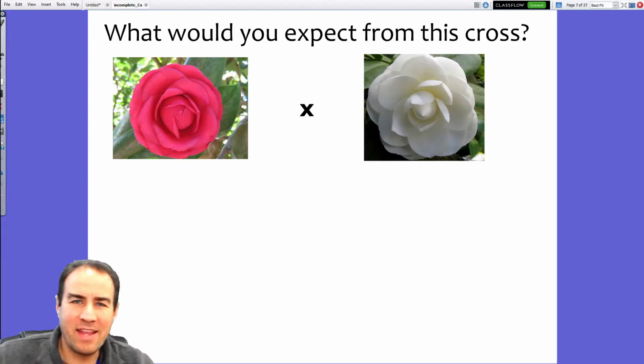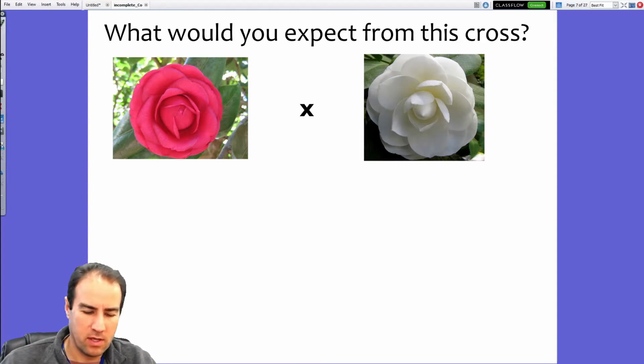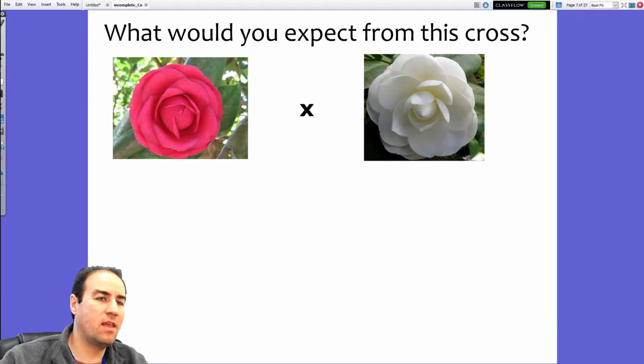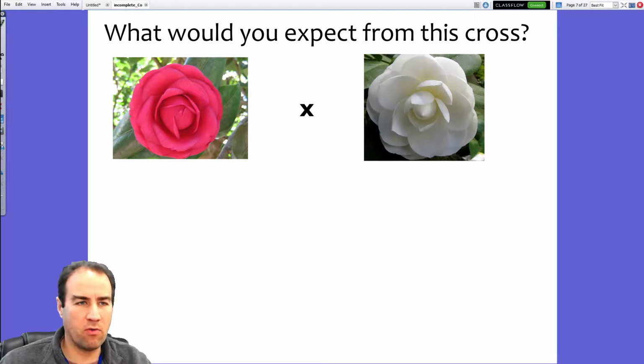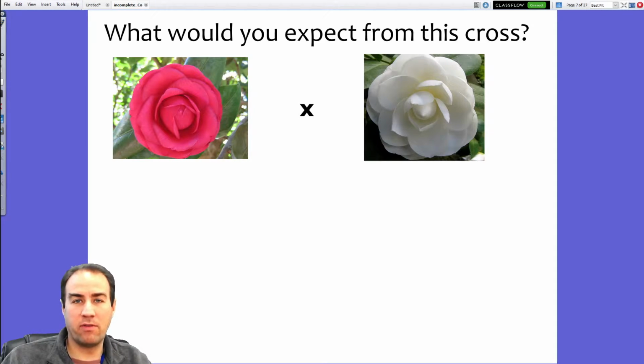Okay, let's look at another type of inheritance pattern here. Same type of deal. We got two different flowers, a red flower and a white flower. Once again, with complete dominance, if the red was dominant and the white was recessive, then you would expect to see all red offspring. And then we just talked about incomplete dominance. So, if you crossed a red and a white flower, then you would get somewhere in between, a pink flower.